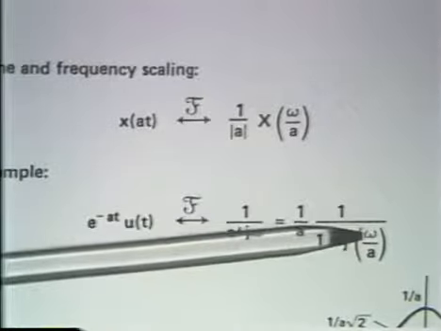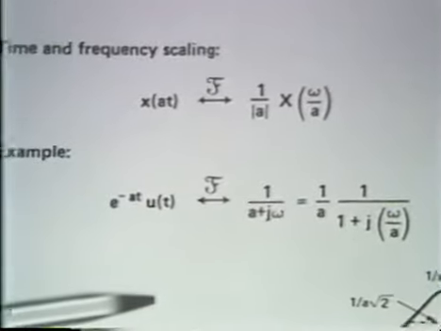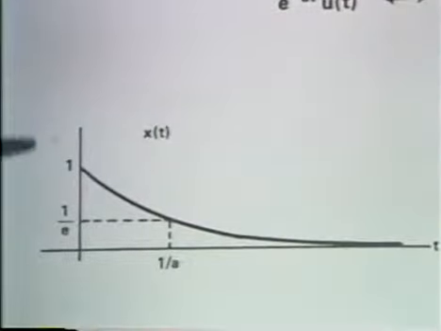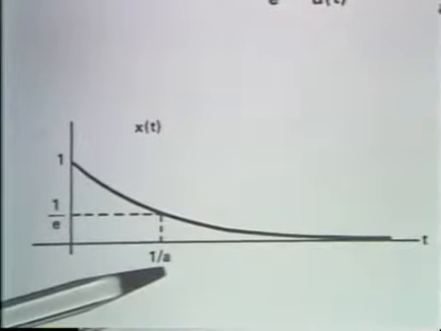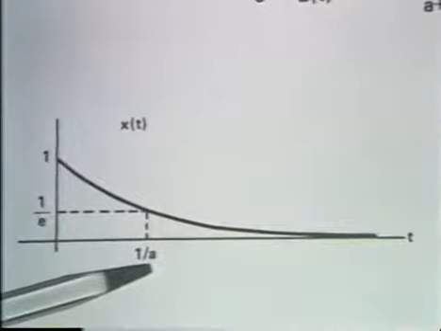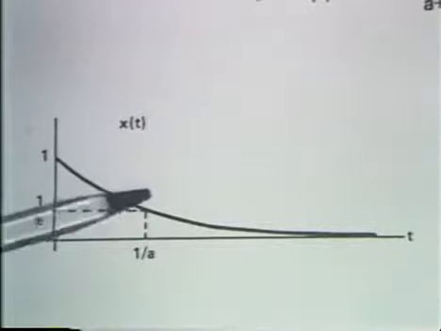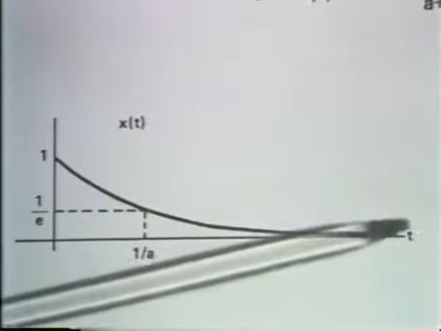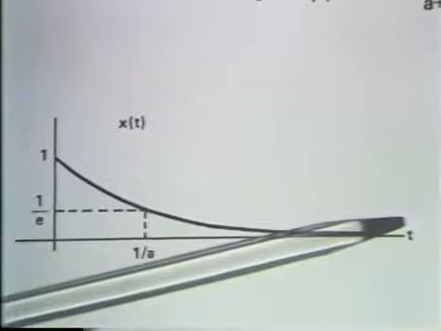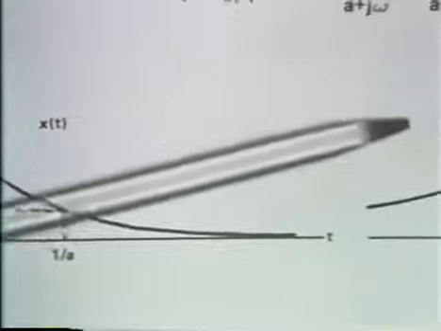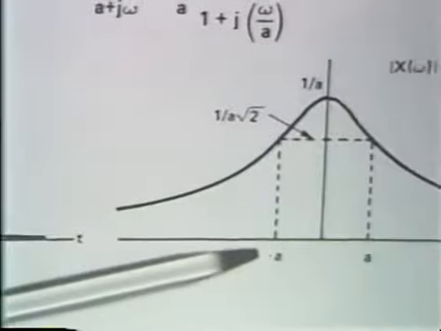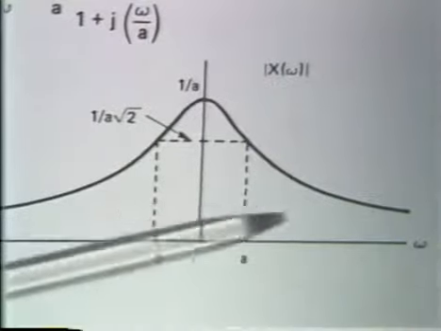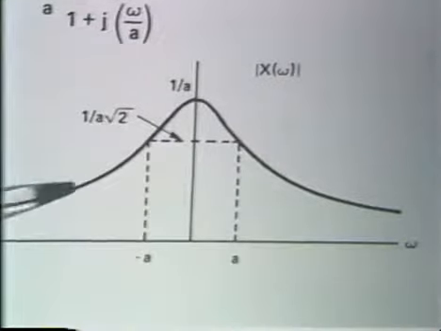Or equivalently, we can think of the time function, which I show here, and as the parameter a gets smaller, the exponential gets spread out in time, whereas its Fourier transform, or the magnitude of its Fourier transform, has the inverse property that as a gets smaller, in fact, this scales down in frequency.